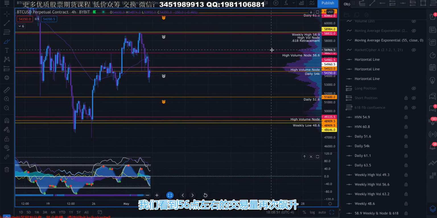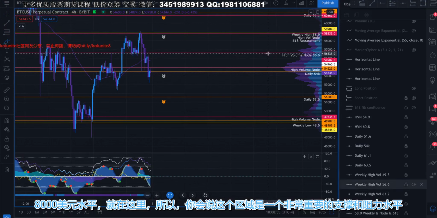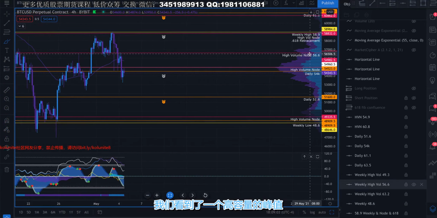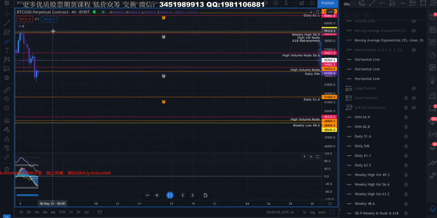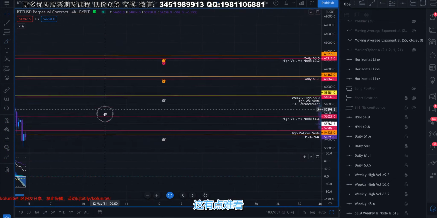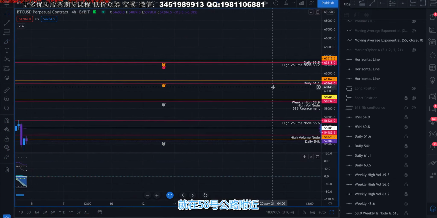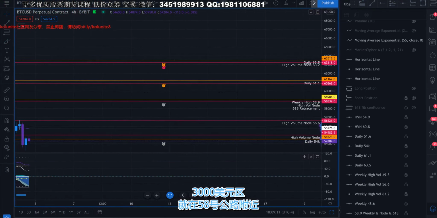Up here, we see another spike in volume right around the $56.8 thousand level. Right around here. So again, you would say that this area is a very significant level of support and resistance. Right here, we see a high volume spike. It's kind of hard to see. Right around the $58.3 thousand area.